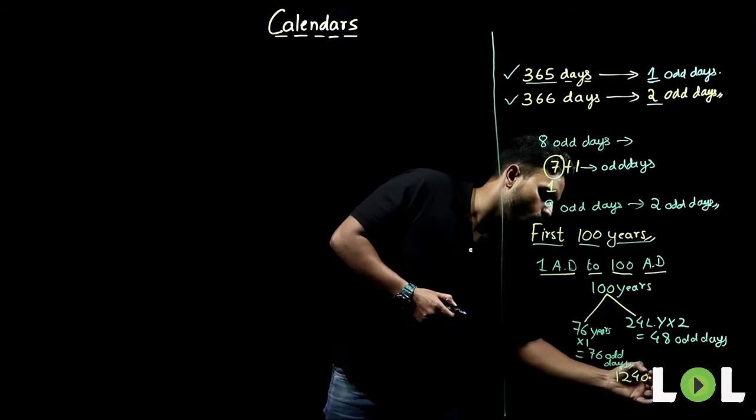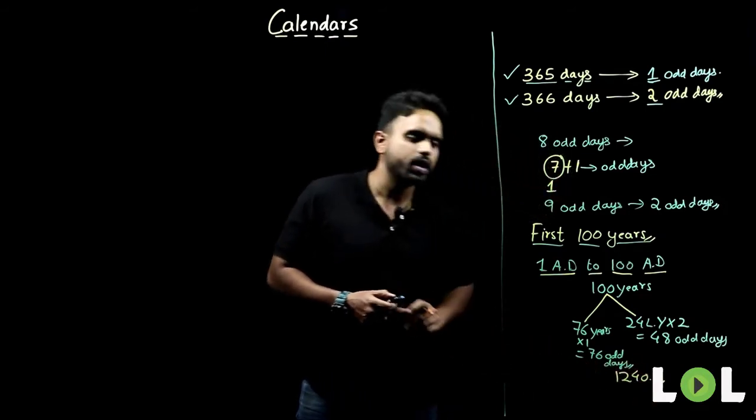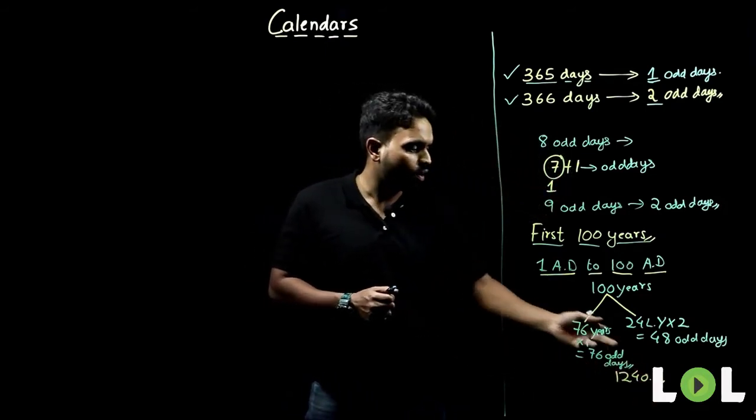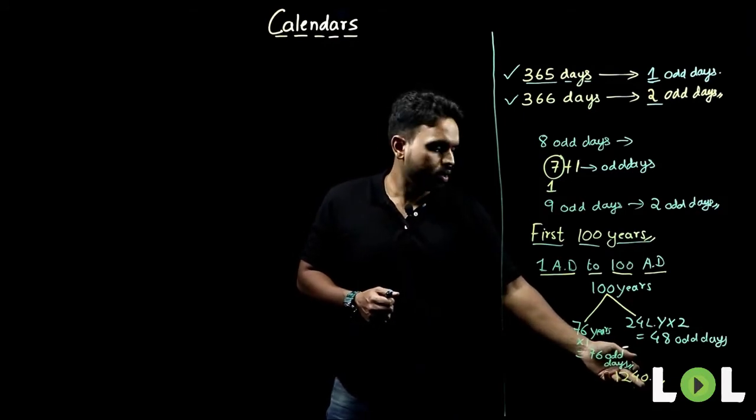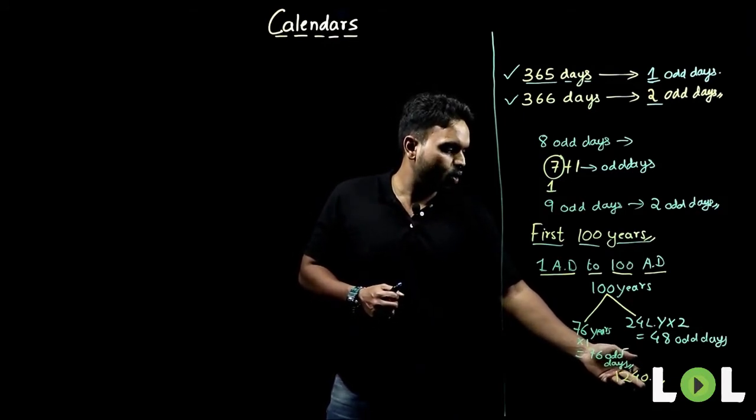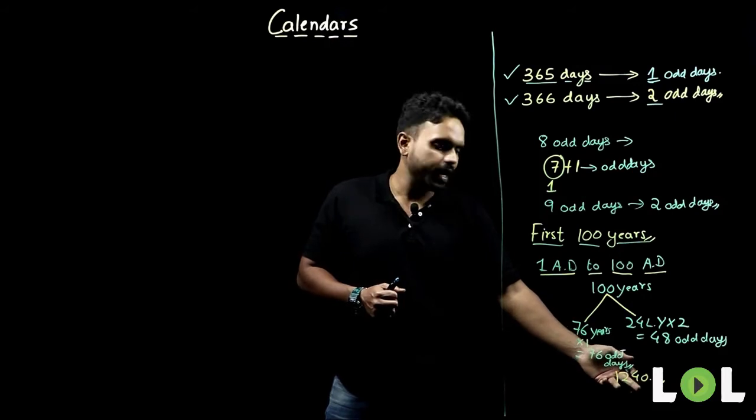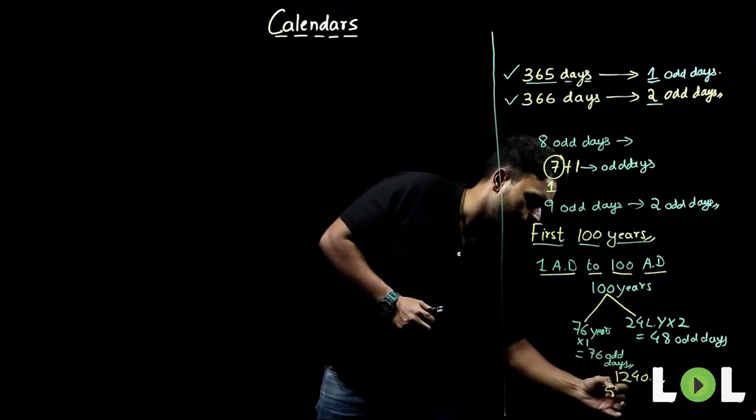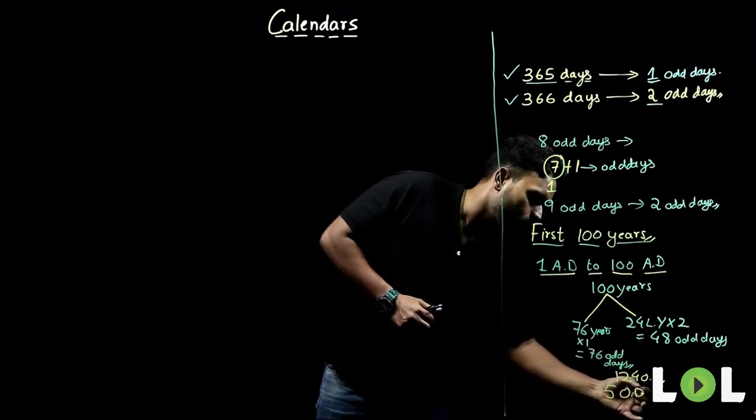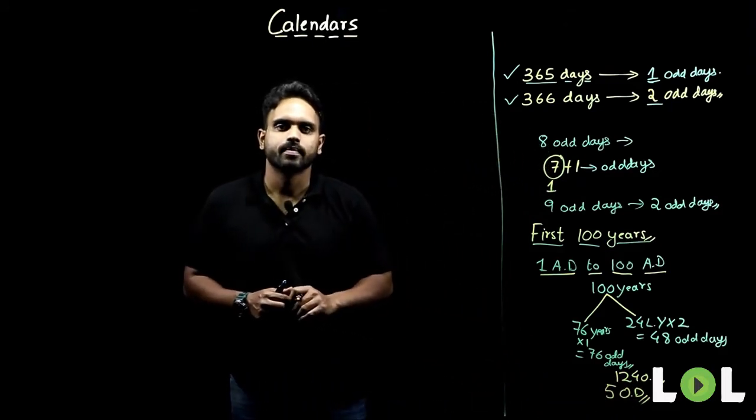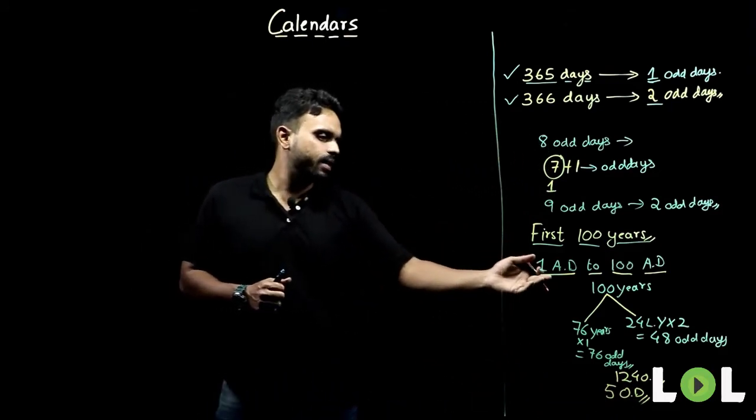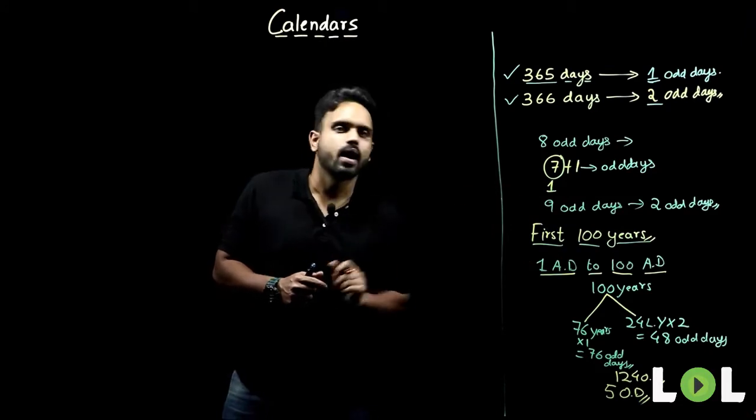124 odd days. Can the number of odd days be greater than 7? No. So if I divide this 124 by 7, how much will I be getting? I will be getting 5 odd days. Yes, these were my years from 1 to 100 AD.